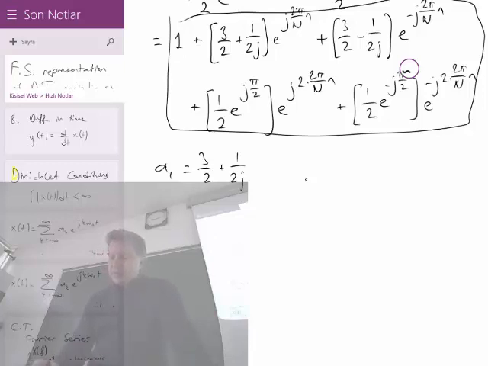How about the second one at the top? That is when k is equal to minus 1, because it is e to the j 2 pi over N times k, and that k is minus 1 because it happened to be e to the minus j 2 pi over capital N. So now we can write A minus 1 to be equal to 3 over 2 minus 1 over 2j.